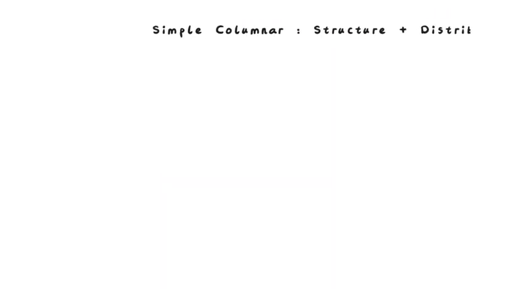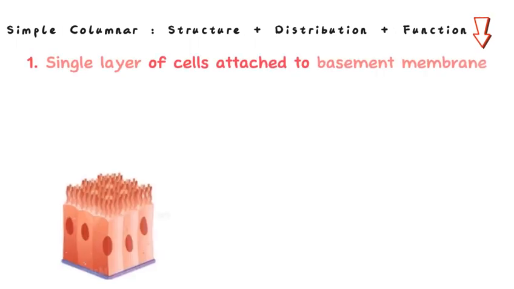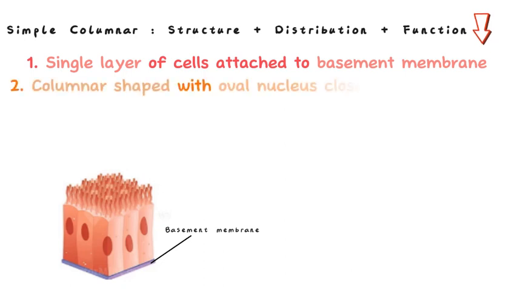The simple columnar epithelial tissue. The simple columnar is a single layer of cells attached to the basement membrane. It is columnar shaped with the oval nucleus close to the basal end.